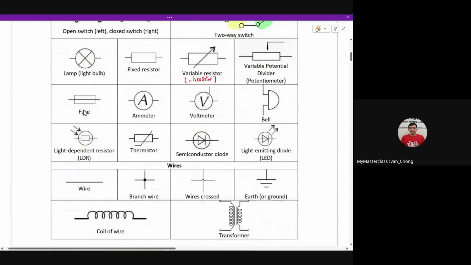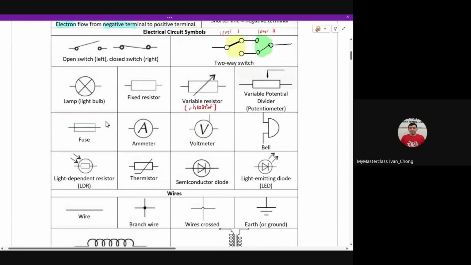Now this one, we will only learn about your fuse in your next chapter on practical electricity. So you can see the difference between your fuse and your fixed resistor. A fuse has this line in between. That is why when we draw a fixed resistor, I always remind you all, don't draw a line in between the rectangle, because that actually represents a fuse. They are two very different things.